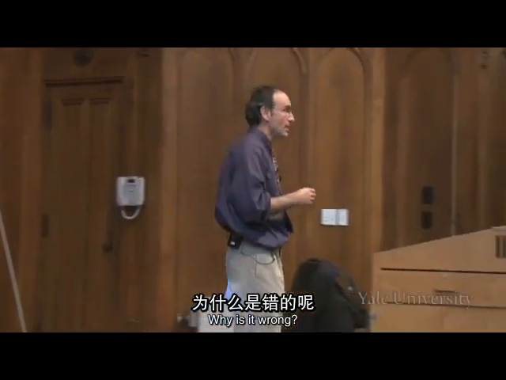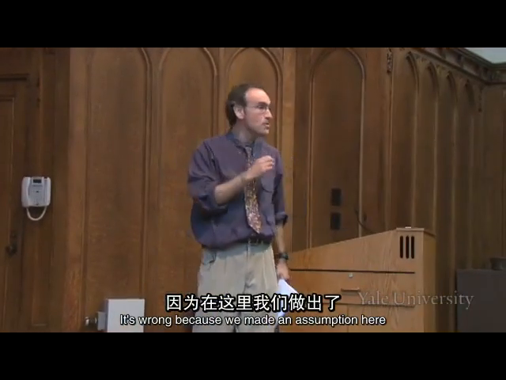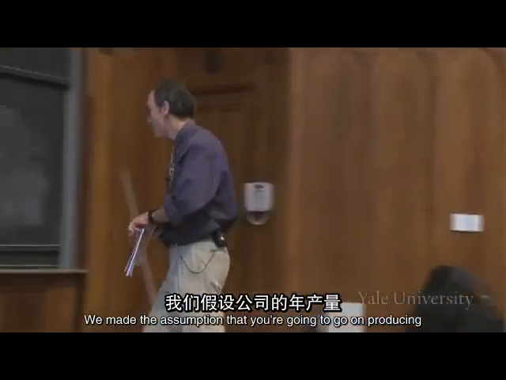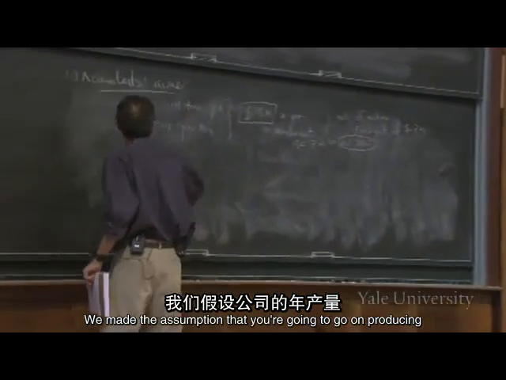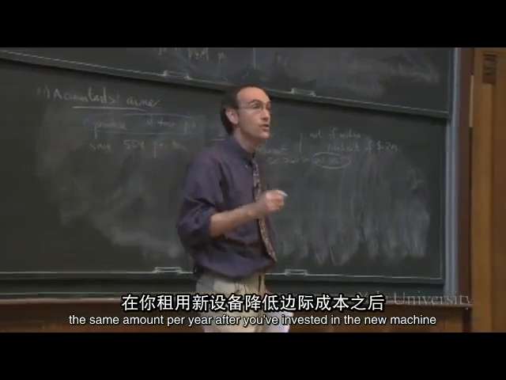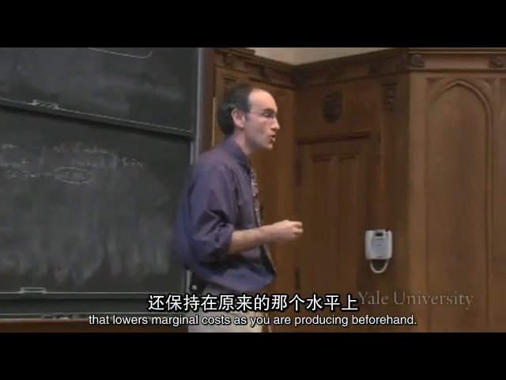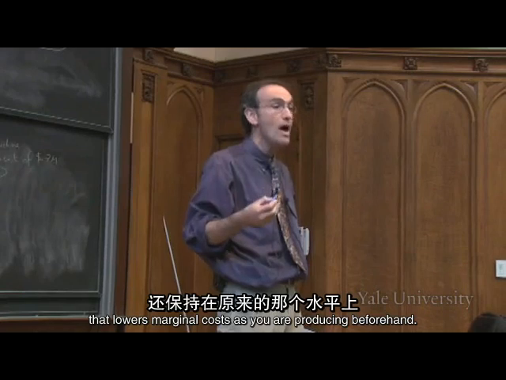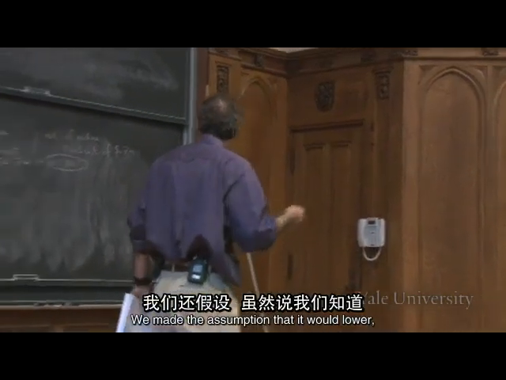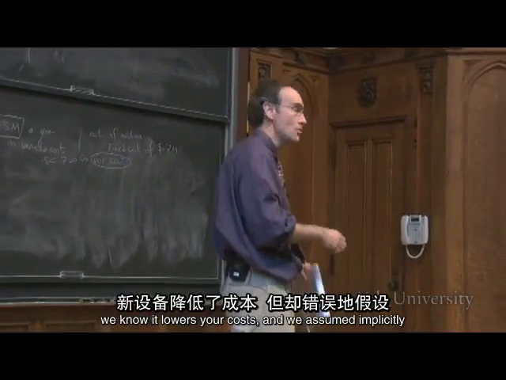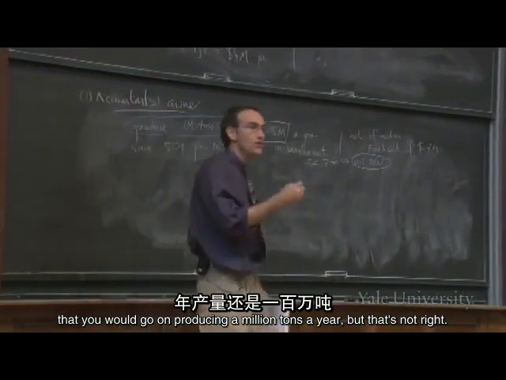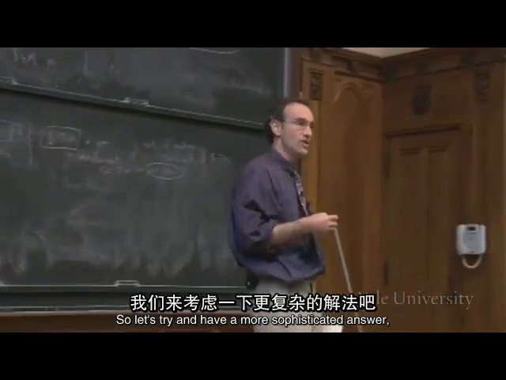Why is it wrong? It's wrong because we made an assumption here that's not a good assumption. We made the assumption that you're going to go on producing the same amount per year after you've invested in the new machine that lowers marginal costs as you are producing beforehand. We know it lowers your costs, and we assumed implicitly you'd go on producing 1 million tons a year. But that's not right. So let's try and have a more sophisticated answer.